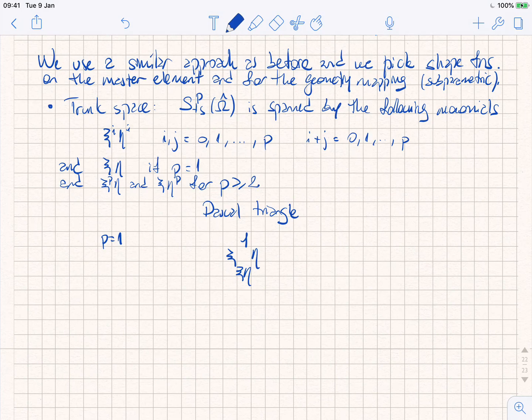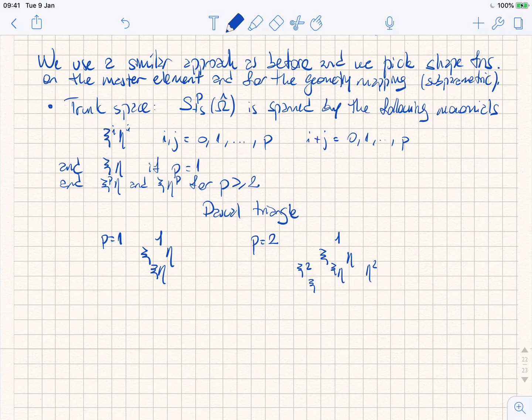Now for p equals 2, for p equals 2, of course, we have the same monomials as for p equals 1. Remember that every time we are talking about polynomial spaces, we want them to be complete. So as we increase the polynomial order, we really want to keep everything that we had so far. So if you go from p equals 2 to p equals 3, we need the linear and the quadratic as well, right? So for p equals 2, then the Pascal triangle would look like this.